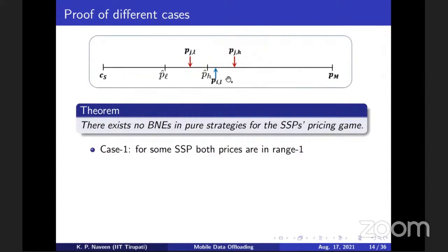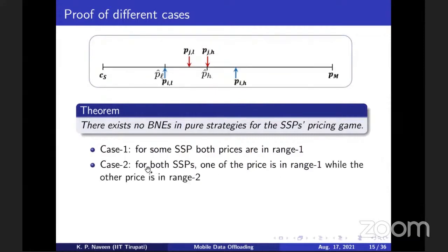Okay. So similarly, suppose your price is in this range, of course, you can always increase your price, and the amount of flow you are serving is not going to get affected. Okay. So again, you are better off. So similarly, other two cases can also be similarly dealt with. Okay. So this is case 1.